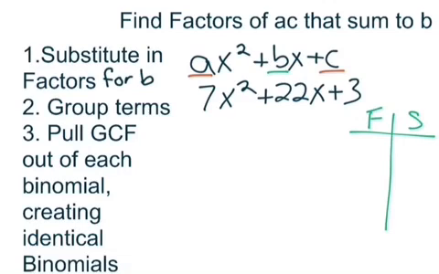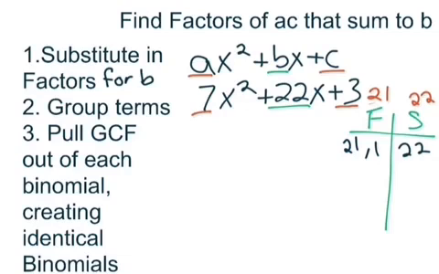Factor sum. And if we look at our trinomial down here, we need factors of 7 times 3, which is 21. So all factors of 21 that are going to sum to 22, because that's our b. Now I think you can probably think of one right off the bat, right? 21 times 1 is going to add up to 22. Okay, so that's looking good.